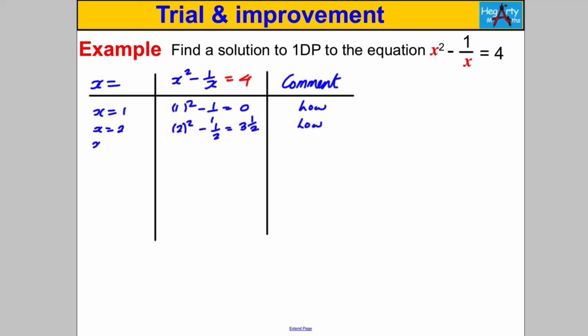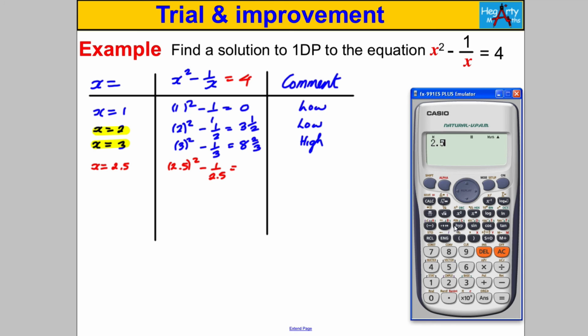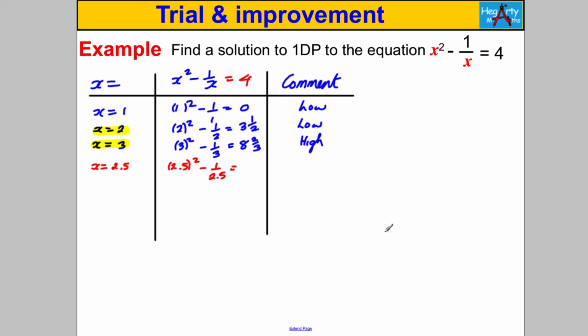So therefore I keep going until I find two consecutives. If I try x is 3, I get 3 squared, take away 1 over 3. 3 squared is 9, take away 1 over 3, that's 8 2/3, and that's high. And there we go, I have found my two consecutive wholes. Now it's time to go halfway in between these, and I'm going to try x is equal to 2.5. It's time for the calculator now. 2.5 squared, take away 1 over 2.5. And when you do that, you get yourself 5.85. And that is too high again.